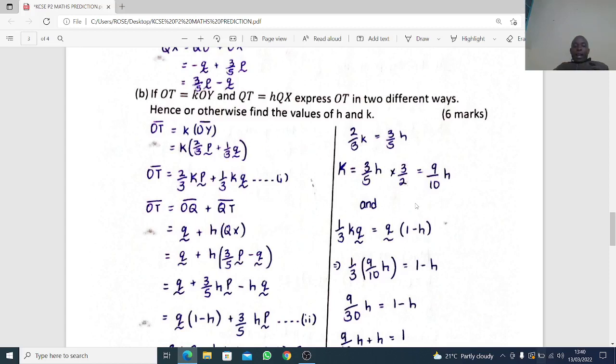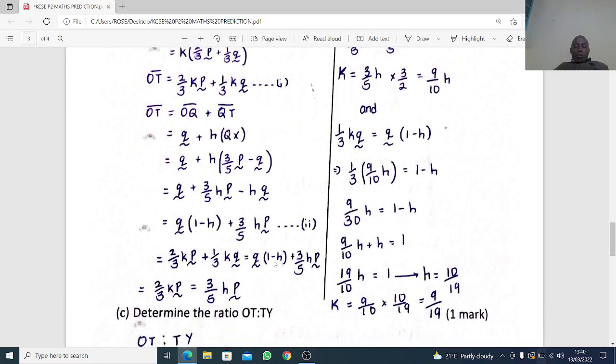That is K. And we also equalize the one with Q. The one with Q is a third K Q factor. We equalize it with Q into 1 minus H. A third K Q factor equals Q into 1 minus H, Q and Q.